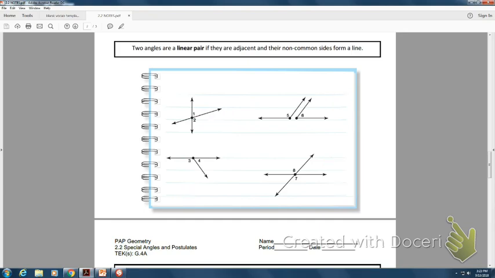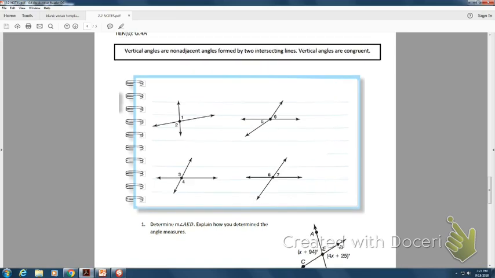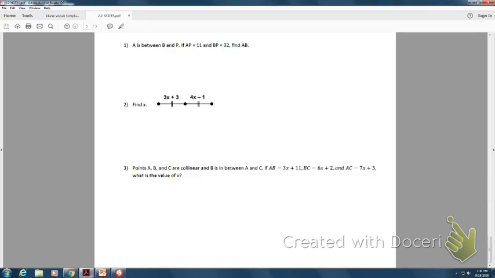Okay, moving right along then. Vertical angles. Are 1 and 2 vertical angles? Yes. 3 and 4? 5 and 6? No, why not? Because they don't have straight lines. They're not straight intersecting lines. Okay, 7.